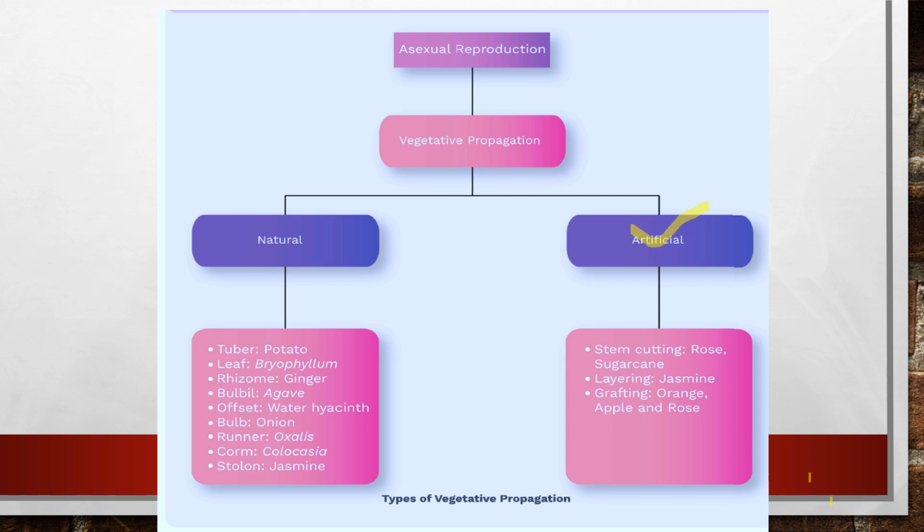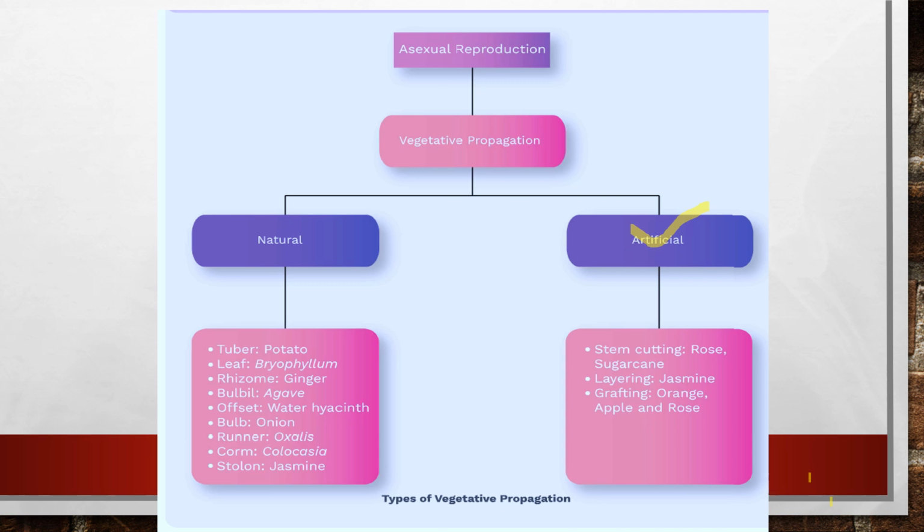One is air layering, where a ring of bark is removed, then covered by grafting clay with a little amount of root inducing promoter. The entire portion is wrapped with polythene bandage. After some time, some roots are developed. Then they are separated and grow as a new plant. So this process is called layering.